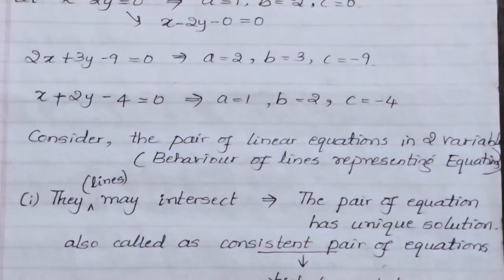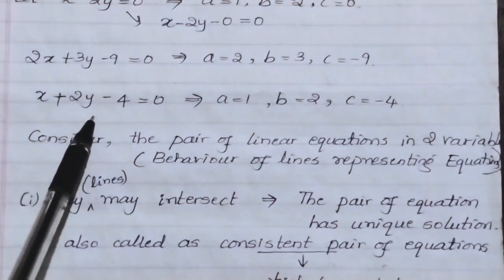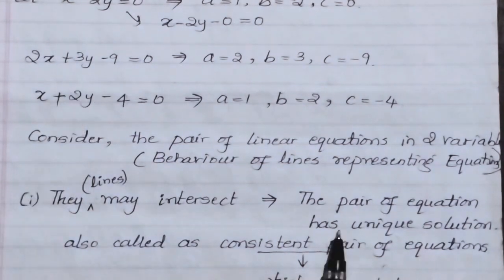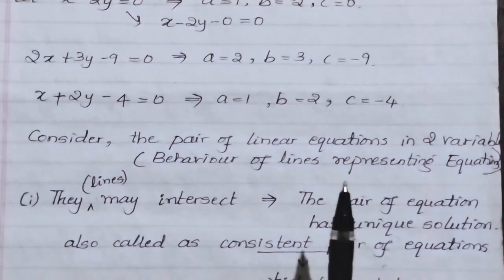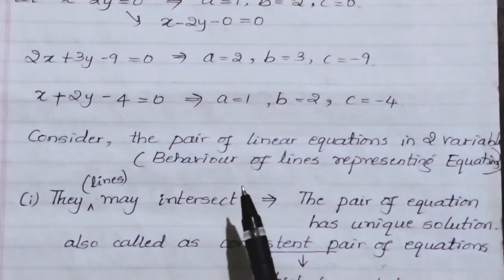Now you all know that the lines in the graph may intersect, right? So mutually these two lines may be intersecting. Now if that is the behavior of the lines, then we can say that the equation has a unique solution. Nothing but the pair of linear equations has only one solution, one value of x and one value of y. So only one will be the solution for such a pair of equations where the lines are intersecting with one another.